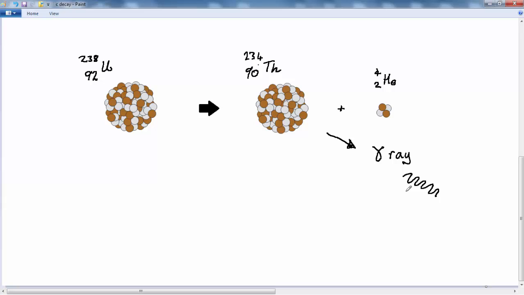So gamma rays can be emitted either on their own when one nuclear isomer changes into another, as we've just seen, or they can be emitted with an alpha particle when an alpha decay process takes place in a nucleus.